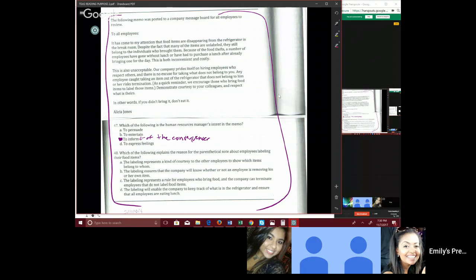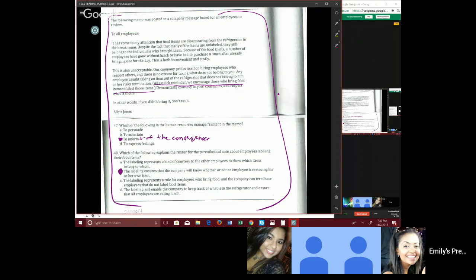And then, which of the following explains the reason for the parenthetical note about the employees labeling their food items? So the parenthetical note says, as a quick reminder, we encourage those who bring food items to label those items. That would be choice B, which says the labeling ensures that the company will know whether or not an employee is removing his or her own item. That's not the best answer. It's not really what you would think it would be. But if you look at the other options, they're a lot worse than this one.